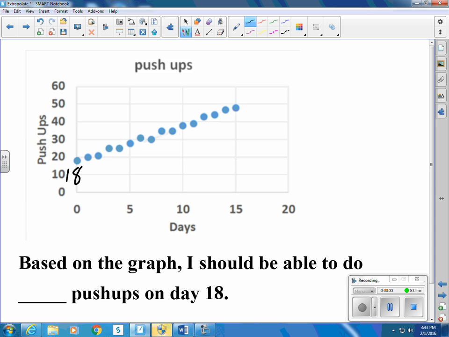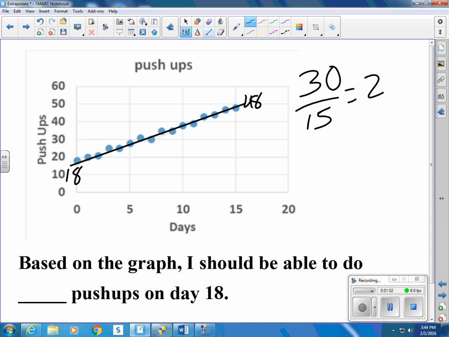So let's say it looks like it was around 18 push-ups before I practiced, and looks like we're around 48. And if I draw a straight line between those two, let's see if the other data matches fairly well. Yeah, there's some above that, some below that, so that's pretty good. So we increased by 30 push-ups in 15 days. That comes out to be 2 push-ups per day.